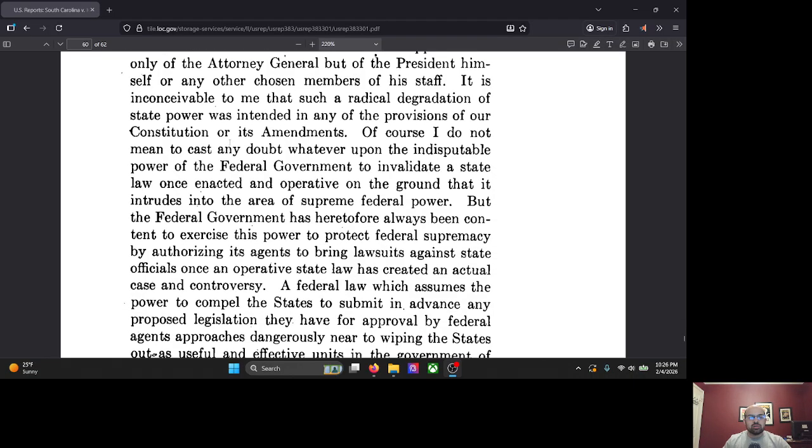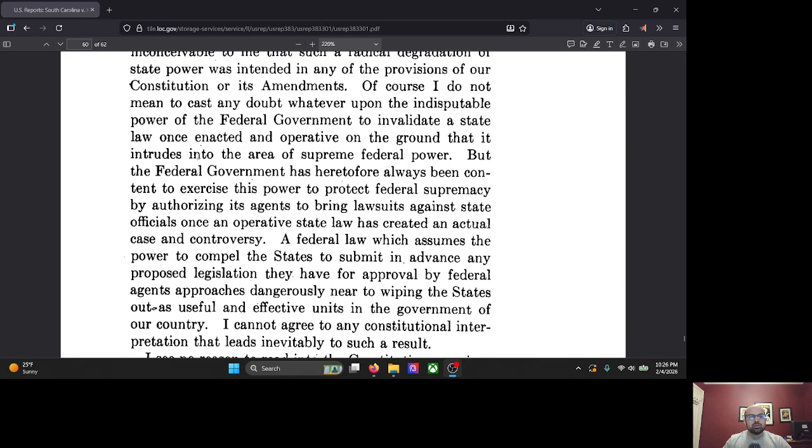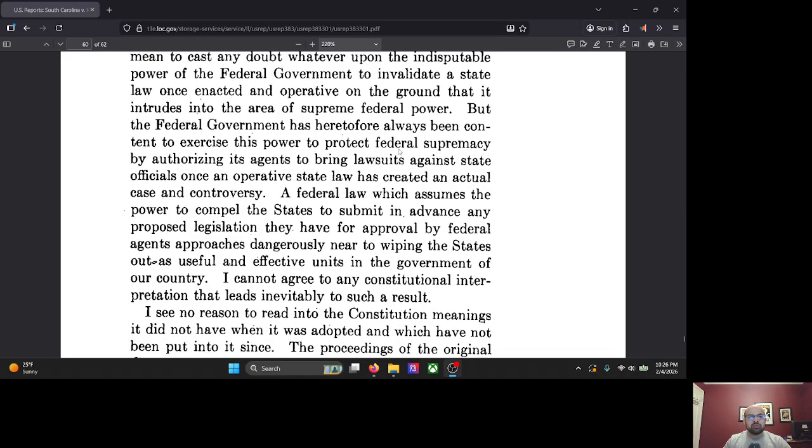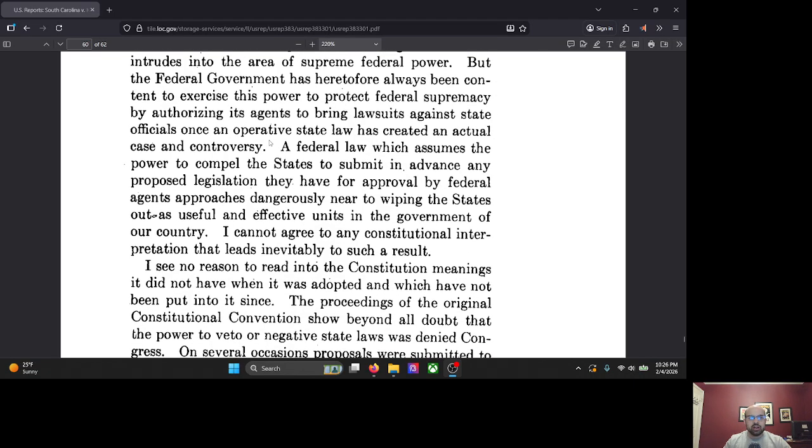Of course, I do not mean to cast any doubt whatever upon the indisputable power of the federal government to invalidate a state law once enacted and operative on the ground that it intrudes into the area of supreme federal power. But the federal government has heretofore always been content to exercise this power to protect federal supremacy by authorizing its agents to bring lawsuits against state officials once an operative state law has created an actual case or controversy.